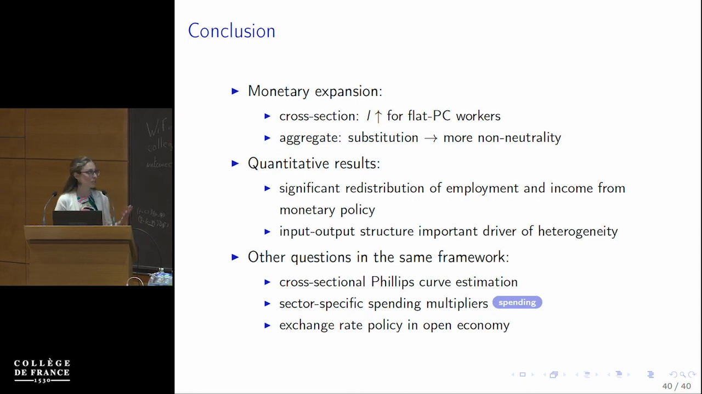I didn't show you the result today, but wage rigidity seems to matter much less than price rigidity where you are employed. And just a little advertisement, this same framework can be used to address a lot of other questions, and I'm working on these. It can speak to the effect of targeted government spending to different sectors, and it can also discipline the way that we think about cross-sectional Phillips curve estimation and, of course, open economy issues.